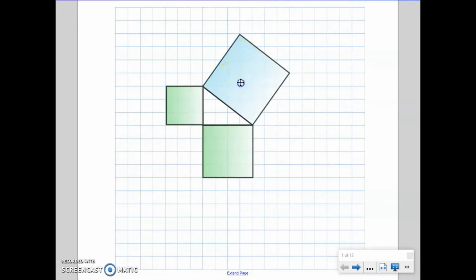So from that bit of information, we can work out the length of the hypotenuse, the length of this slanty side of a right angle triangle. And how we do that is we take this total of 25 and we square root it to get the length from here to here, which would be 5. Let's have a look at Pythagoras' theorem a bit more mathematically.